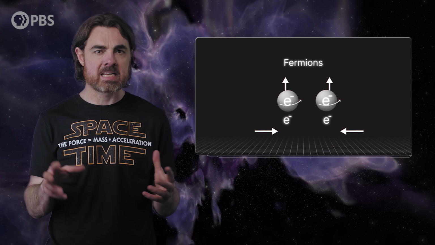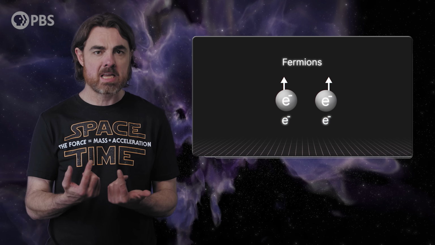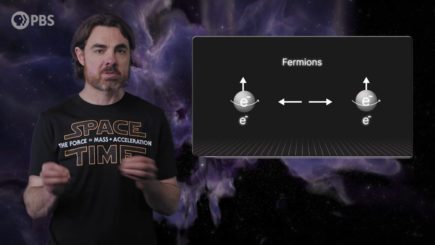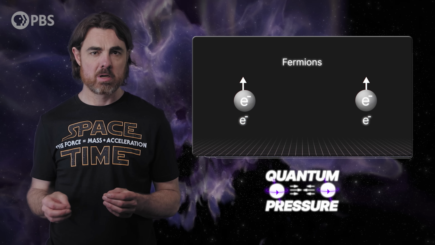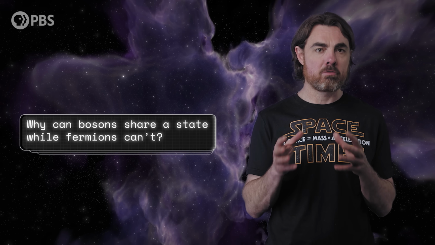The most obvious behavioral characteristic of fermions is that they can never be in the same state as another fermion. If two electrons are spinning in the same direction and you bring them close together, there'll be a sort of force that repels them. This is known as quantum degeneracy pressure, or just quantum pressure, and it's the reason you don't fall through the floor. Bosons, on the other hand, have no problem being in the same state as another boson. They can pile up, and this is the reason light beams can pass through each other and that lasers are possible. But why can bosons share a state while fermions can't?